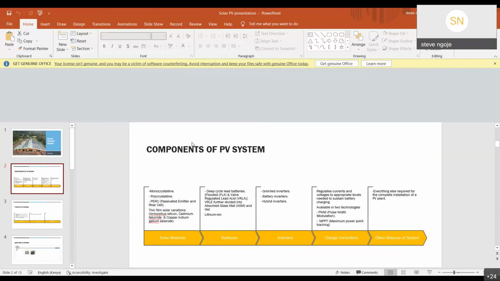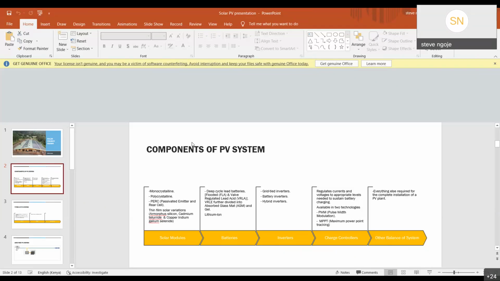The fourth one are charge controllers. Charge controllers are used mostly in DC coupled systems. I'll get to explain what a DC coupled system is, but pretty much it's where you connect your solar panels to charge the batteries first before they go to your loads. So that is from solar panels to a charge controller and then to the battery, and then you have your inverter to give you the AC output.